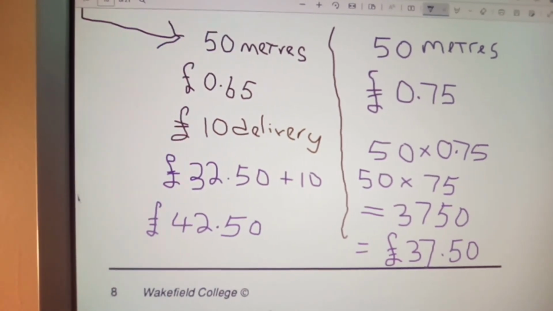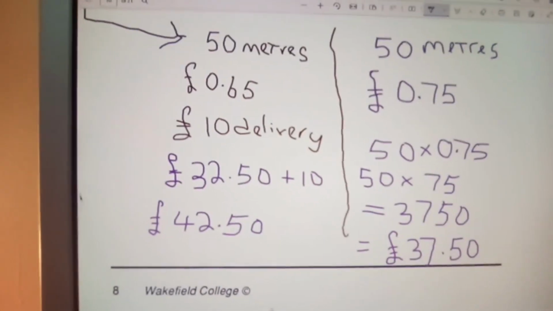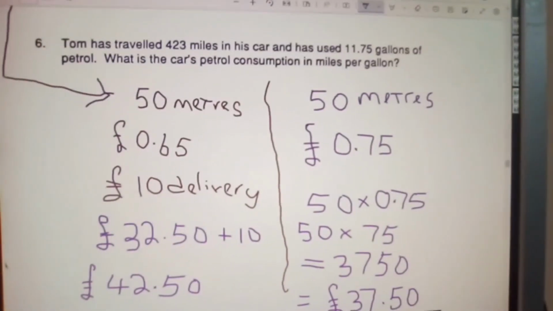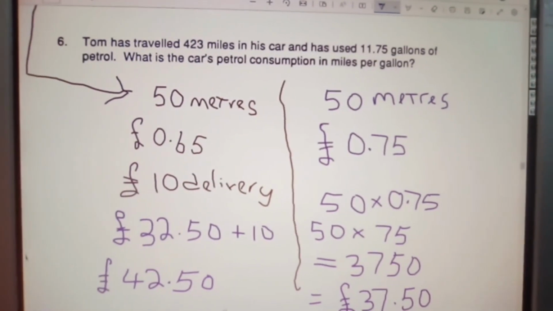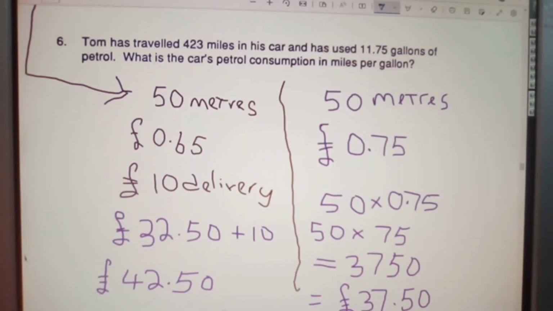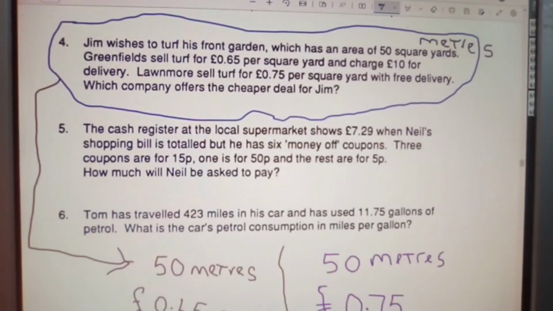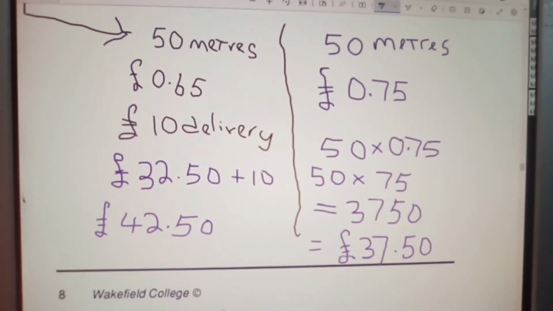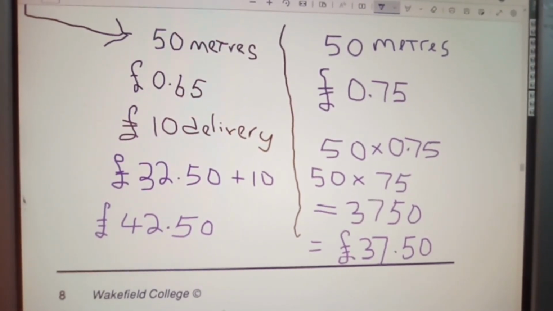Okay, so we can see which is the cheapest now. Here we can see which is the cheapest, in regards to the full information being given. And obviously, lawnmower is cheaper. Okay, lawnmower is cheaper, much cheaper.